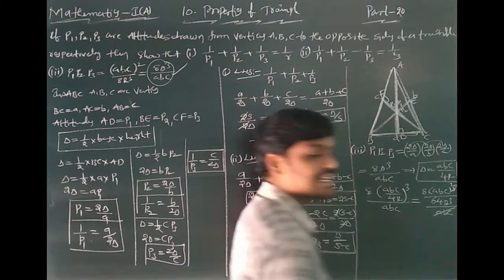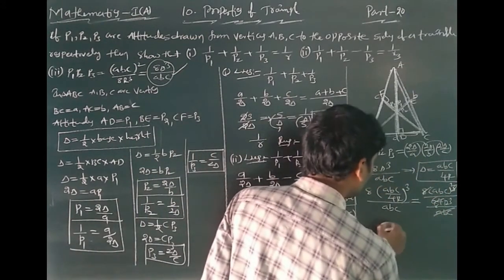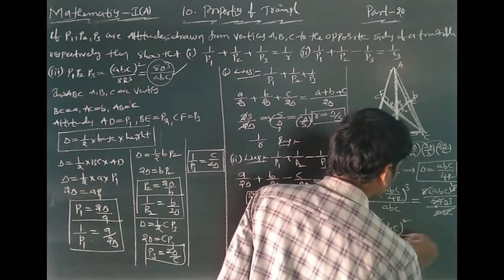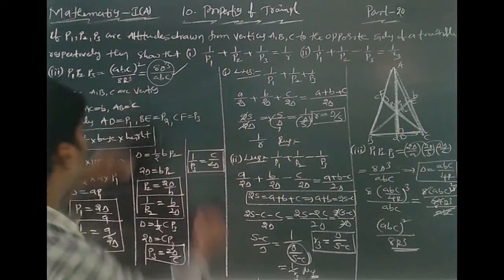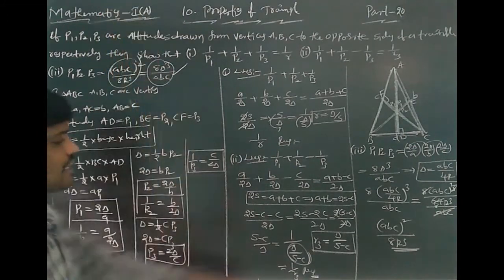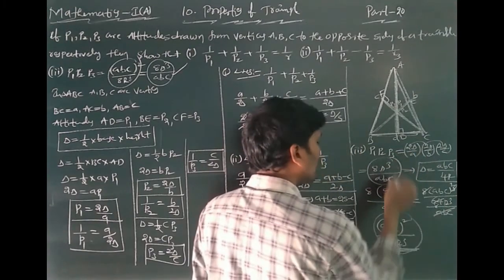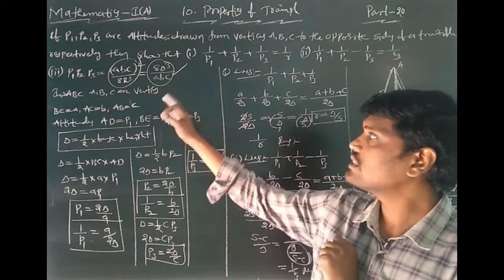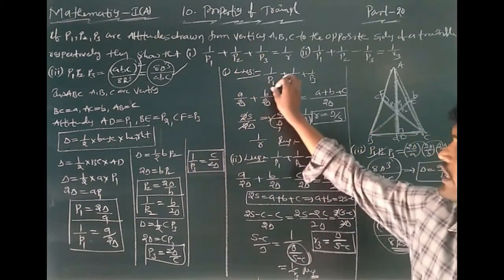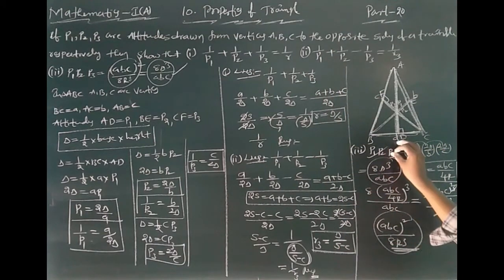ABC, one ABC gets cancelled, remaining ABC whole square. 8 ones are 8, 8 are cancelled. You get ABC whole square by 8r cube. This is the second answer, correct or not? ABC whole square by 8r cube. This is the first one, this is the second one. These two answers by using LHS part P1 into P2 into P3. These three answers: first answer you take LHS, you get RHS. Second answer you take LHS, you get RHS. Third answer you take LHS, you get two RHS values.